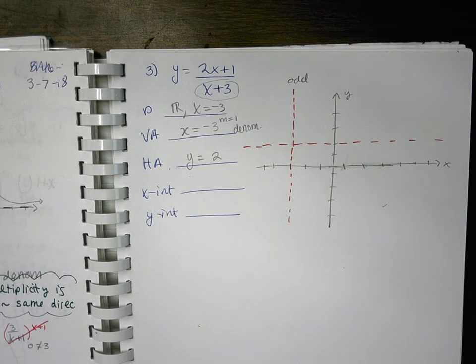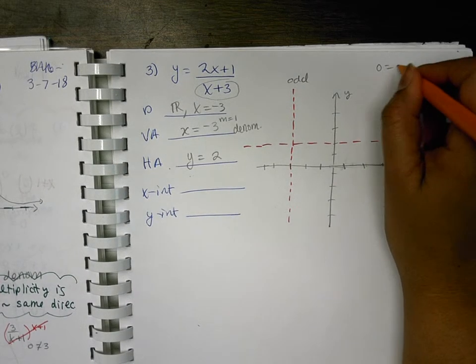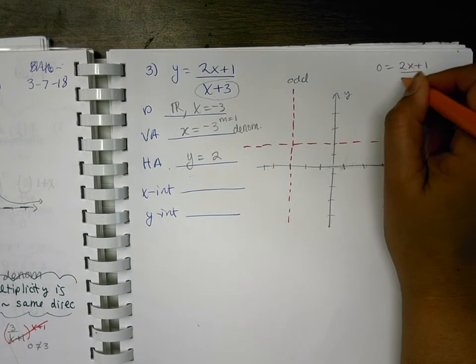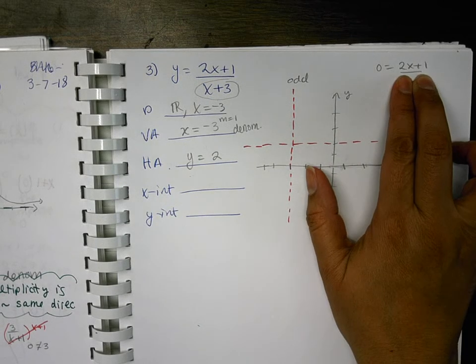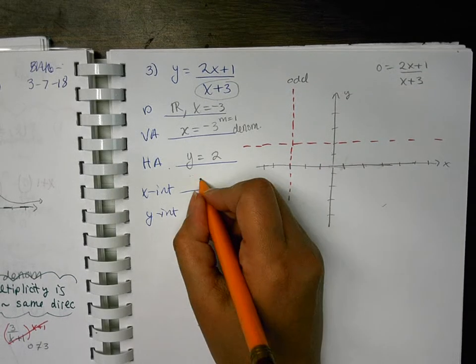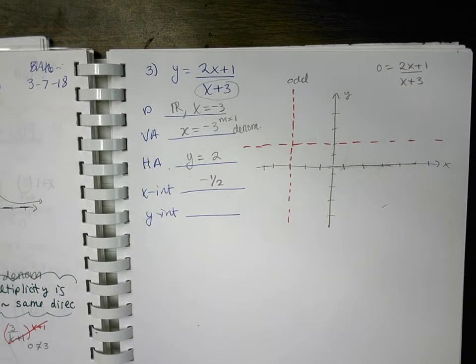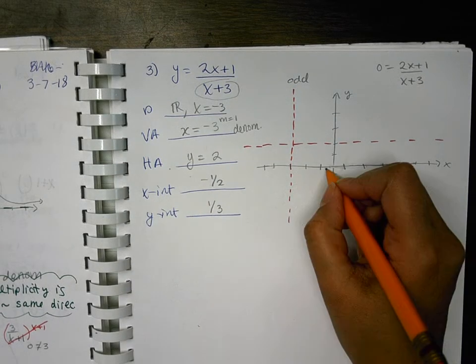And x-intercept, we said it equal to 0. 0 equals (2x plus 1) over (x plus 3). What's going to happen to the bottom? So you'd subtract, divide. What's your x-intercept? Negative 1/2. Y-intercept, plug in 0. What do you get? 1/3. Okay. Negative 1/2, 1/3.